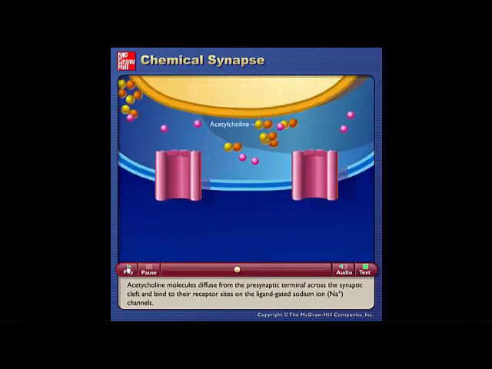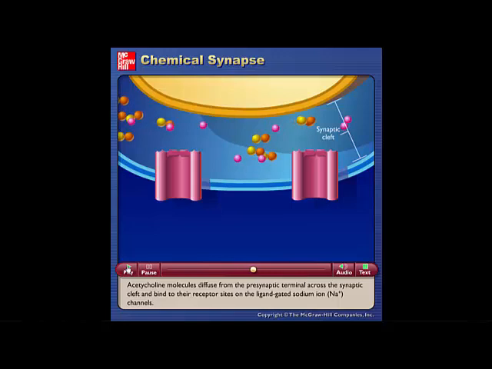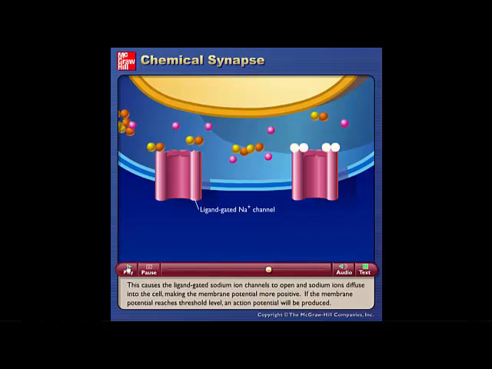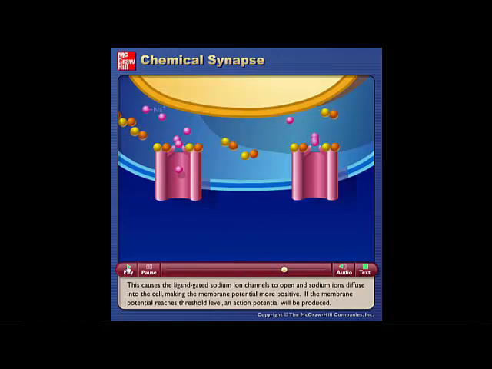Acetylcholine molecules diffuse from the presynaptic terminal across the synaptic cleft, bind to the receptor sites on the ligand-gated sodium ion channels. This causes the ligand-gated sodium ion channels to open, and sodium ions diffuse into the cell, making the membrane potential more positive. If the membrane potential reaches threshold level, an action potential will be produced.